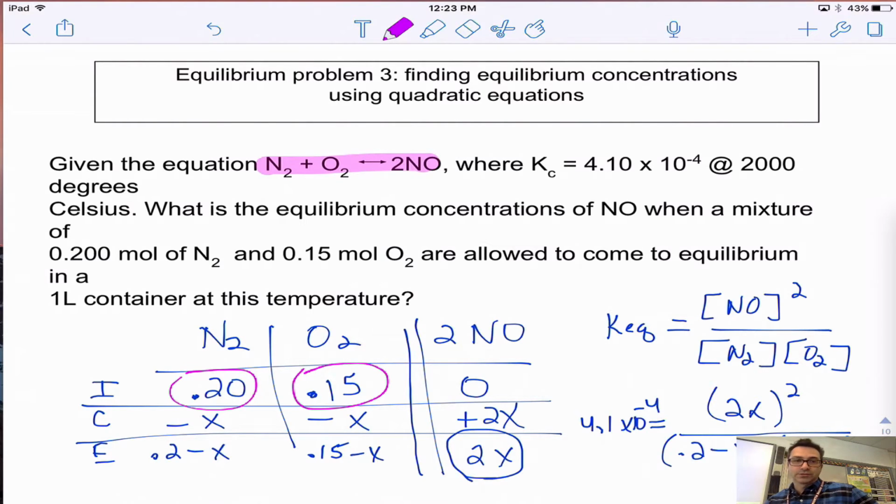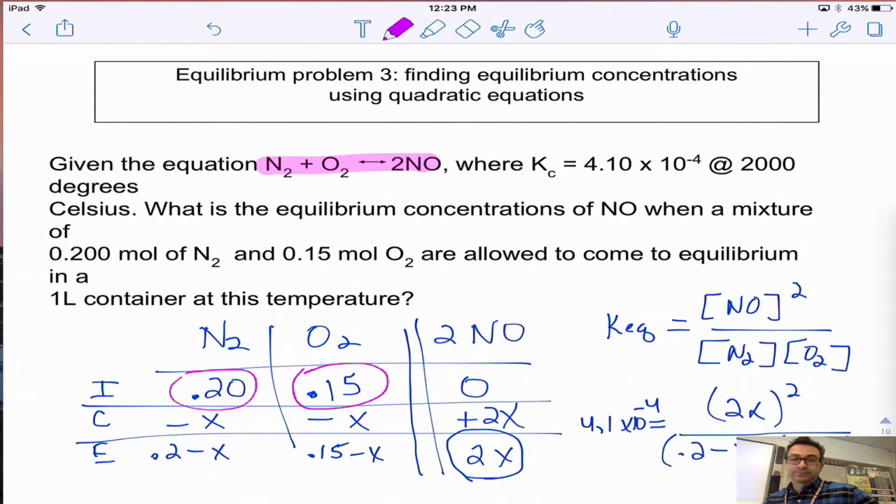And then we put in the concentrations that we started with. And then we put in the terms minus x for the N2, minus x for the O2, plus 2x because the coefficient of NO is 2. And then we went through for the equilibrium and did the initial plus the change and got 0.2 minus x for N2, 0.15 minus x for O2, and 2x for NO.